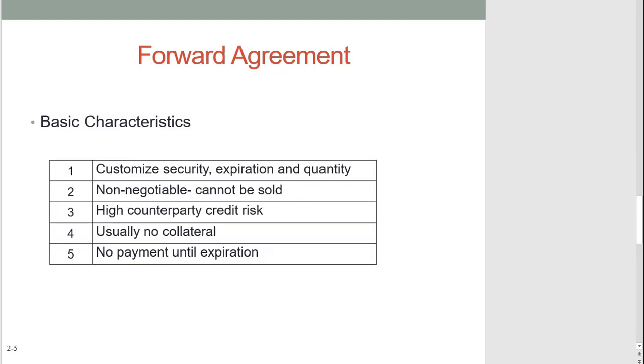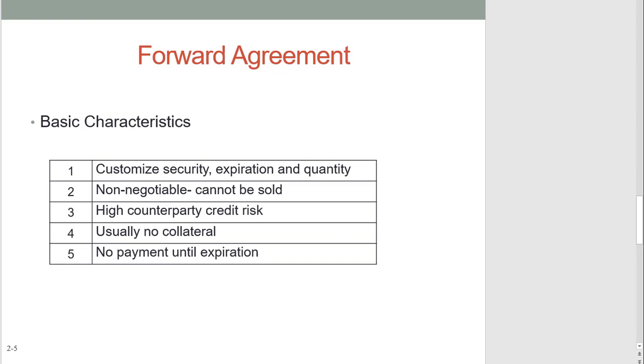What are the characteristics of a forward agreement? There is this great feature. You can customize a document for any product you want, any security, any asset, mineral, gold, silver, grain. You can set the expiration date 10 days from now, 30 days from now, a year from now. Quantity could be any quantity you want. The negative part is, it's a non-negotiable agreement. Neither party can get out of the deal.